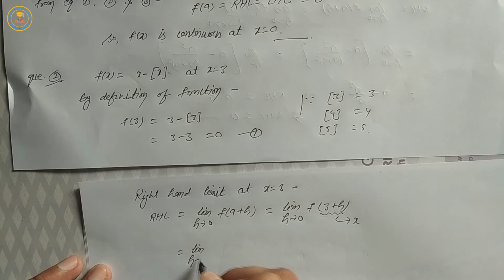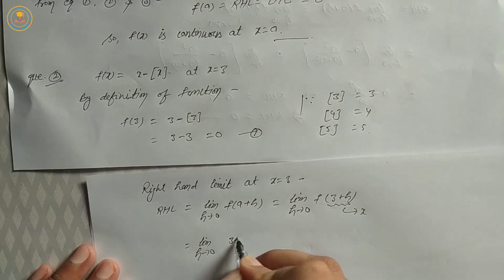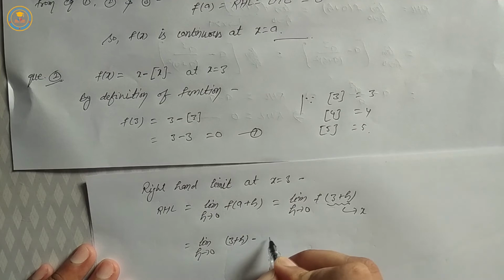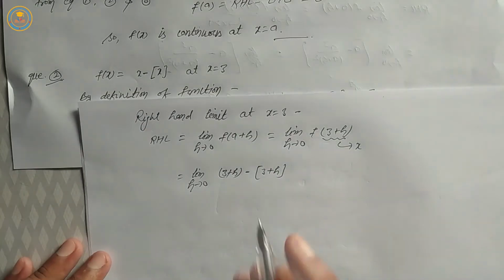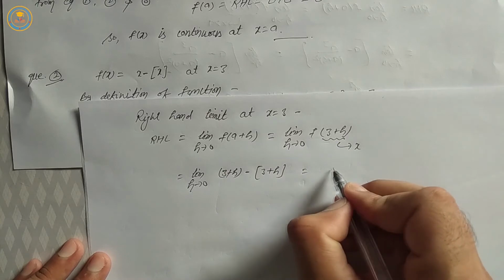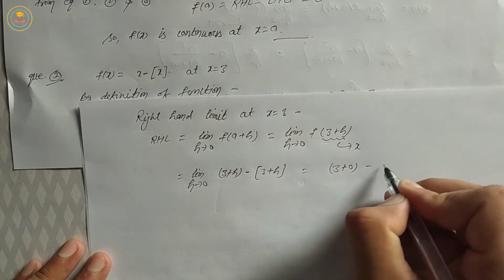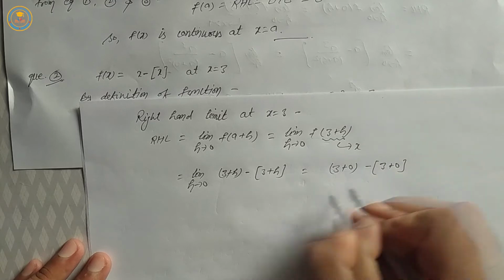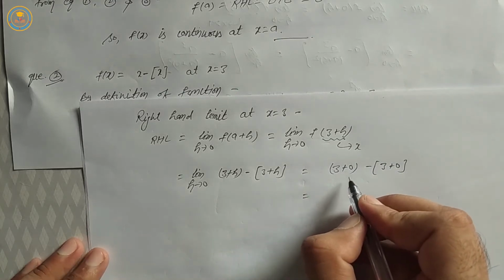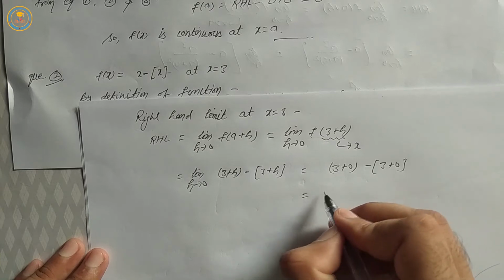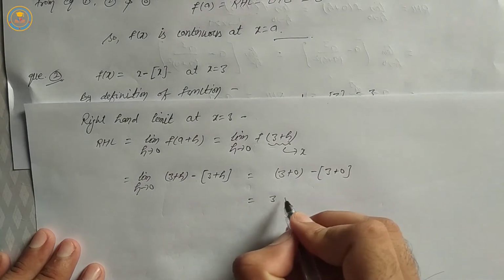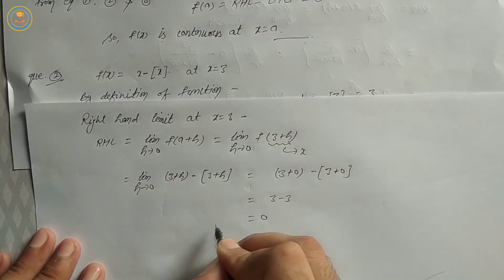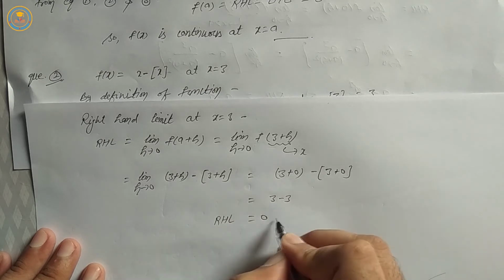limit h tends to 0, 3 plus h minus [3 plus h]. Okay, putting the value of h is equal to 0, 3 plus 0 minus [3 plus 0] is equal to 3 minus 3 is equal to 0. RHL is equal to 0.